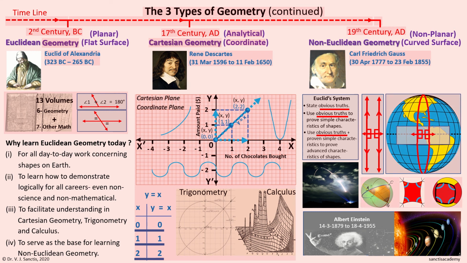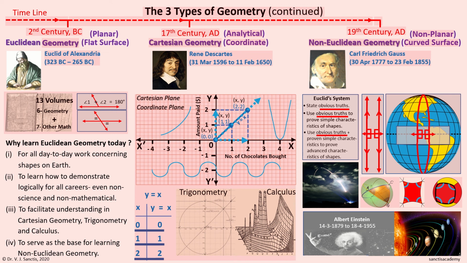Shapes and their characteristics were actually different on curved surfaces, and the knowledge of shapes and their characteristics on curved surfaces became the third type of geometry. Hence, this began being called curved surface geometry. It also began being called non-planar geometry because a curved surface is not on one plane. It is on more than one plane. However, the most popular name for this geometry was non-Euclidean geometry to distinguish it from Euclid's flat surface geometry.